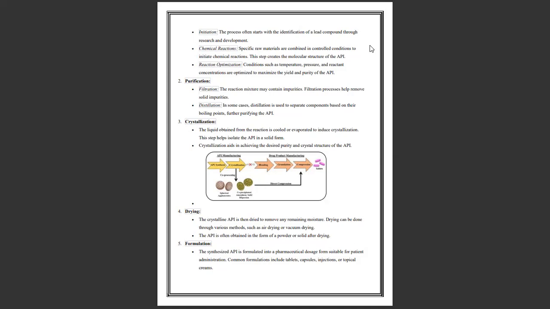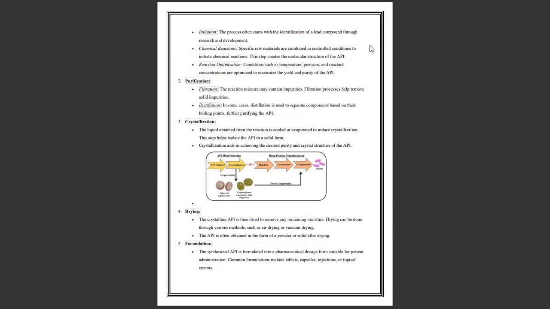Then the next one is reaction optimization. Conditions such as temperature, pressure, and reactant concentration are optimized to maximize the yield and purity of the API. The next step in the manufacturing process is purification. It includes filtration and distillation. In filtration, the reaction mixture may contain impurities. Filtration processes help remove solid impurities. Distillation: in some cases, distillation is used to separate components based on their boiling points, further purifying the API.